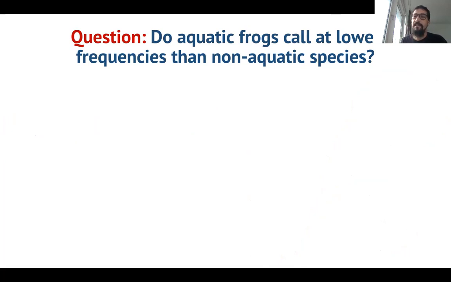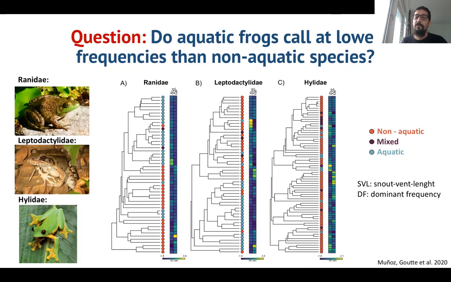So we did this studying 3 different families of frogs: the Ranidae, Leptodactylidae, and Hylidae. And for 160 species from these 3 families, we collected 3 types of data. We collected the body size, which is the snout-vent length, SVL, the dominant frequency of their calls, the portion of the call with the highest energy, which is the F, and also whether these frogs called from the water, from outside the water, or they could be in both, which is the mixed category. So here you can see all the data that we collected from these 160 frog species.